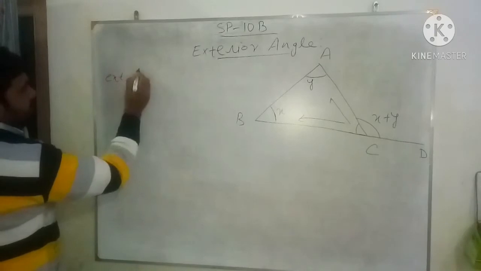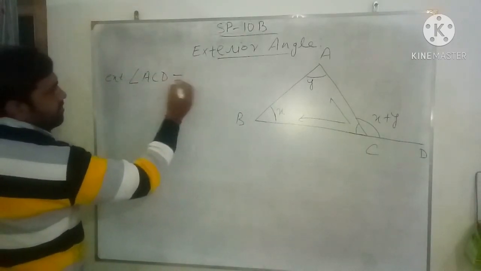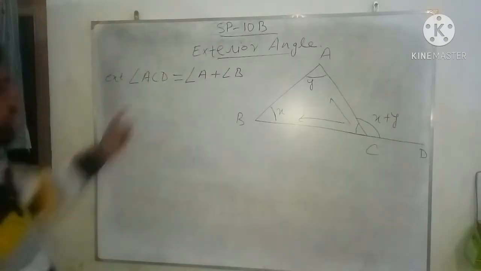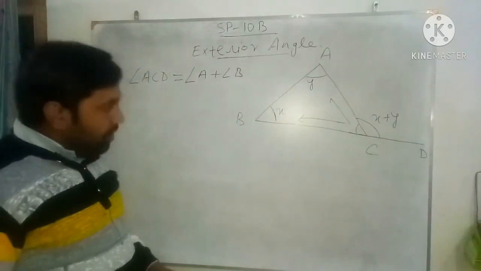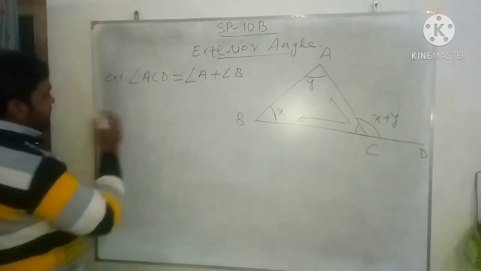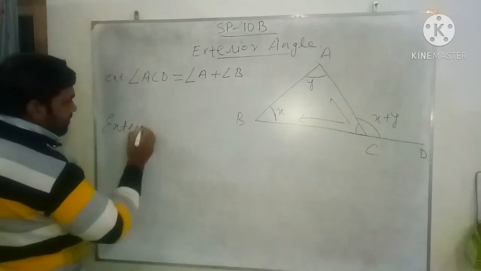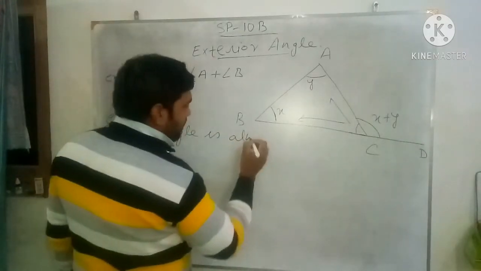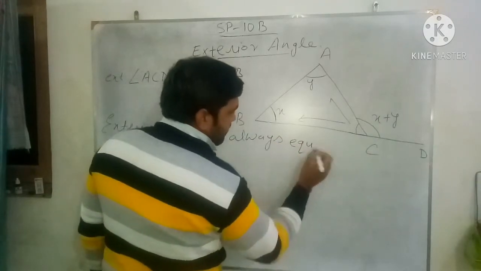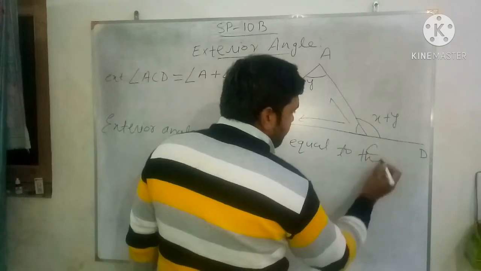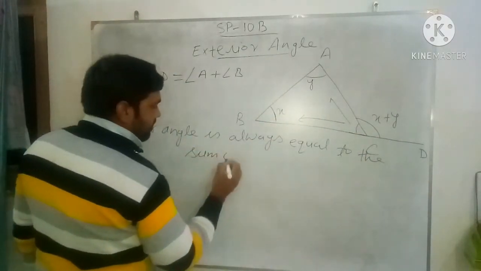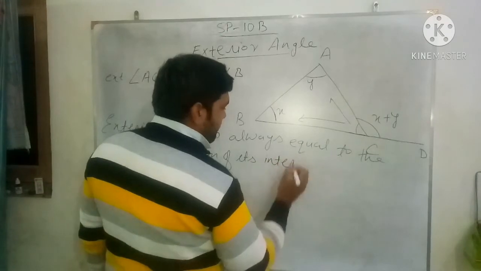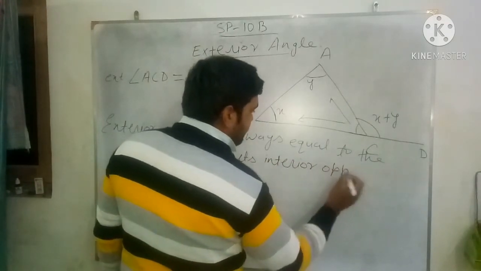Now, how do you write the exterior angle? Exterior angle ACD is equal to angle A plus angle B. So you write: an exterior angle is always equal to the sum of its interior opposite angles.